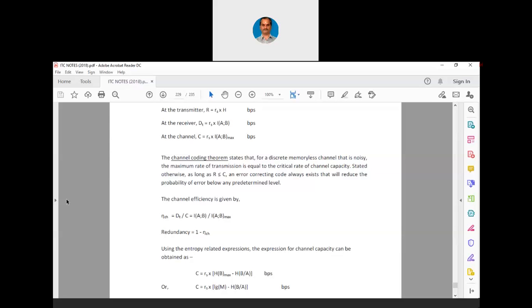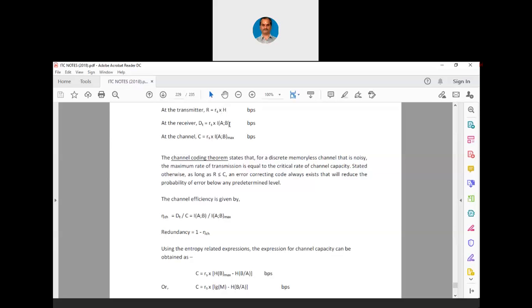So that is how at the receiver Dt is equal to Rs into I(A;B). Whereas at the channel, what is it? At the channel it is C is equal to Rs into I(A;B) maximum. This is called channel capacity. The channel capacity is defined in this manner, where the mutual information's maximum value, that is corresponding to H at the transmitter, right? Rs remains the same everywhere, you can see that.